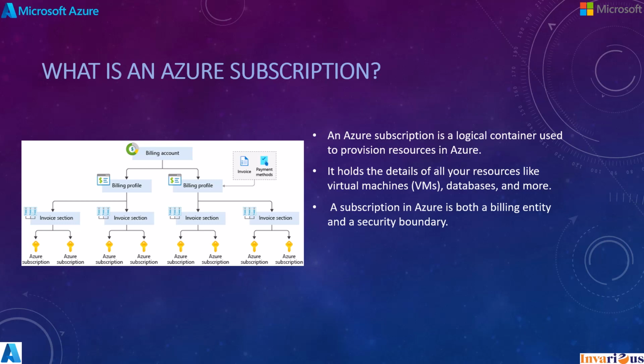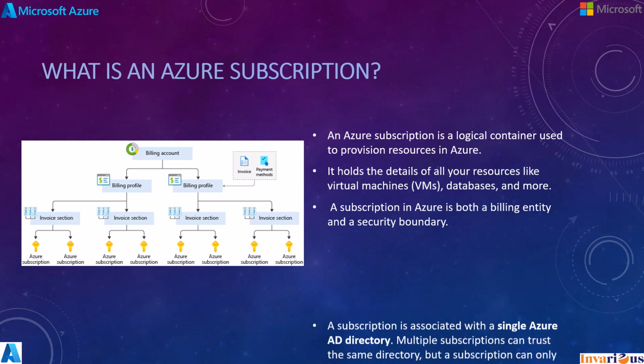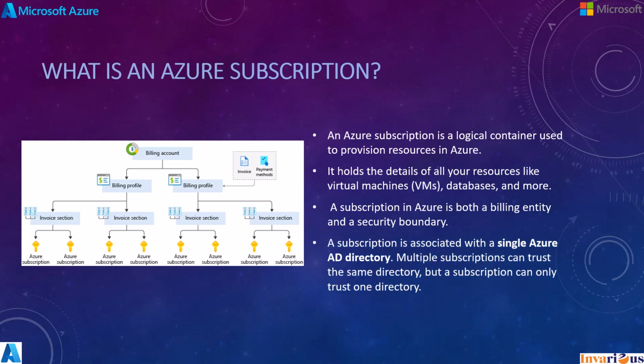What does that mean? Every resource that is provisioned is provisioned under a subscription. So if a user doesn't have the required access to the particular subscription, the user in the organization or in the directory will not be able to have access to the applications or resources that have been deployed with that subscription. And finally, a subscription is associated with a single Azure AD directory. Multiple subscriptions can trust the same directory, but a subscription can only be trusted on one directory.